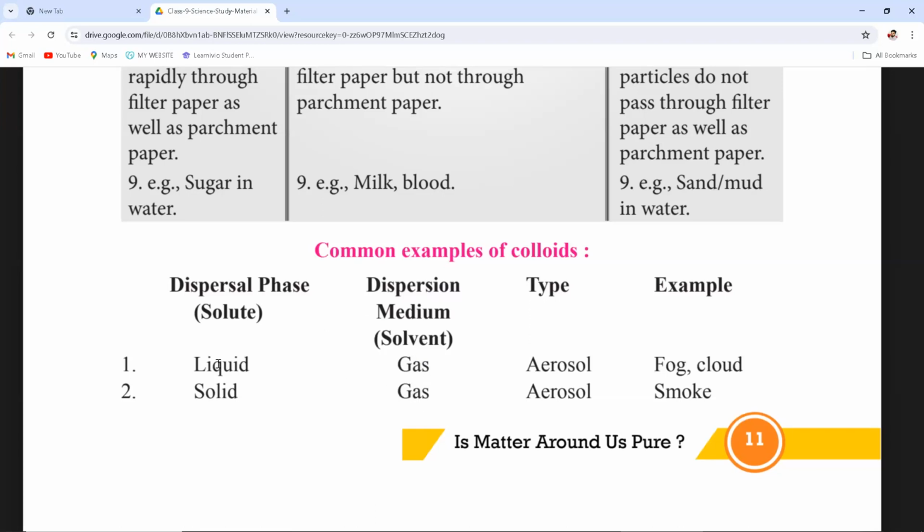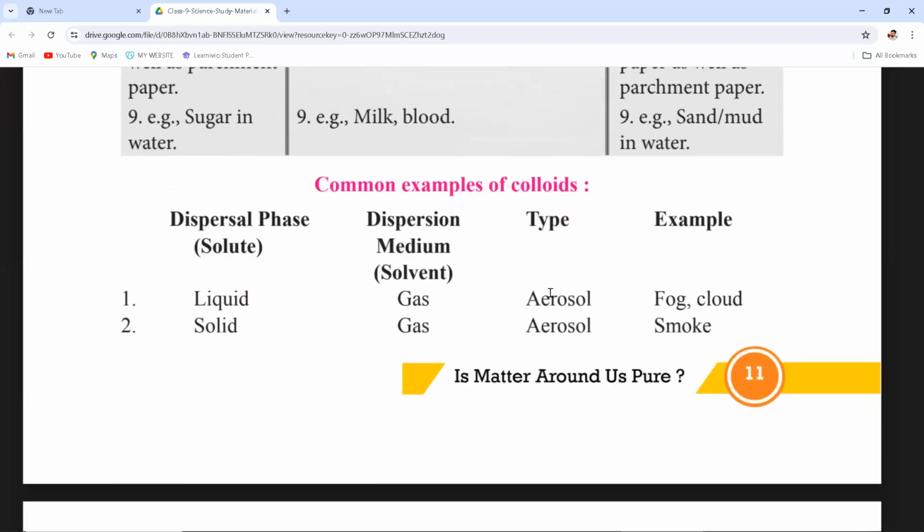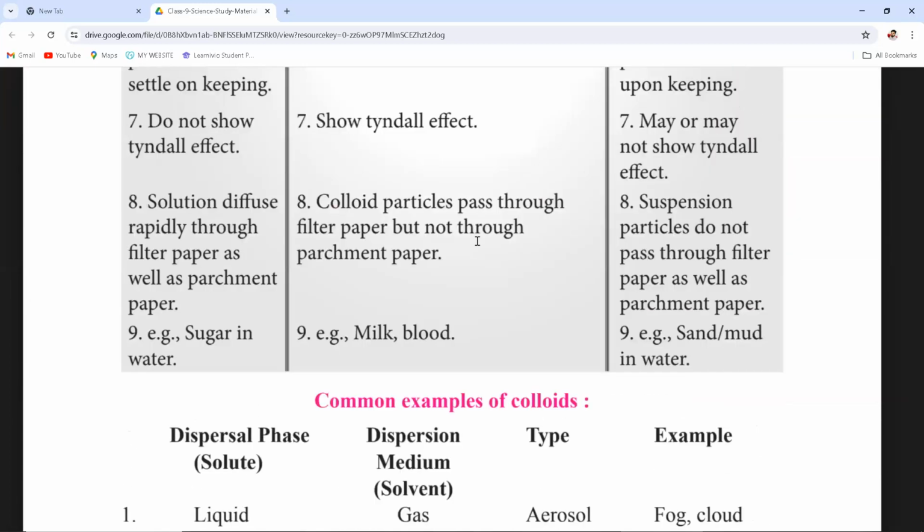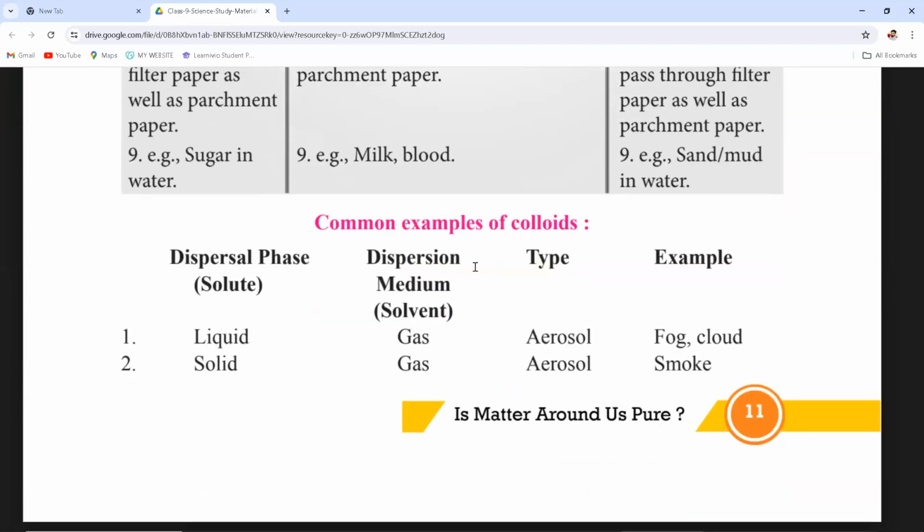Solid in gas: again, the dispersion medium, the solvent, is gas, so the type of solution should be gas. Here it is smoke. Please make this chart first, and you have to make all these up to 8. This one is very important. One of the examples is going to come from this question. Note it down. Anam and Hanan, please turn on camera. Rafe, there. Yes, ma'am. Yes, sir. Note it down.